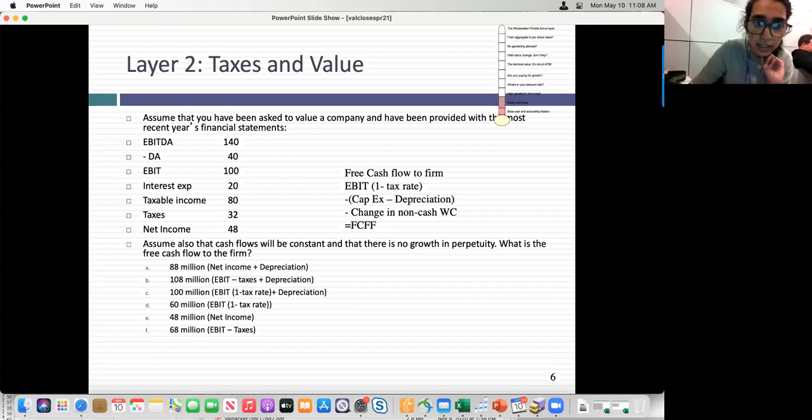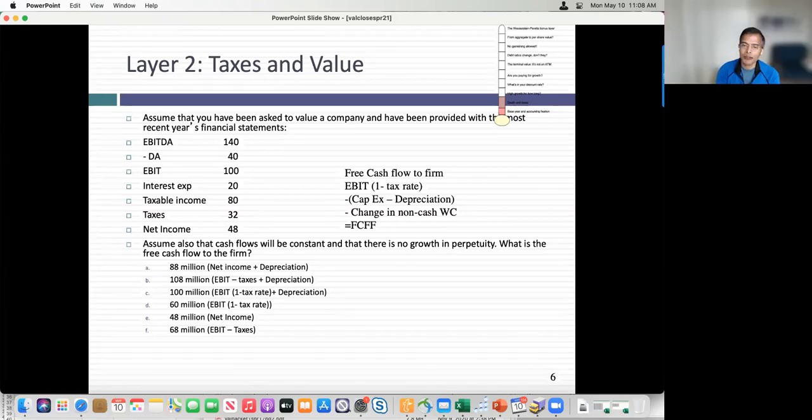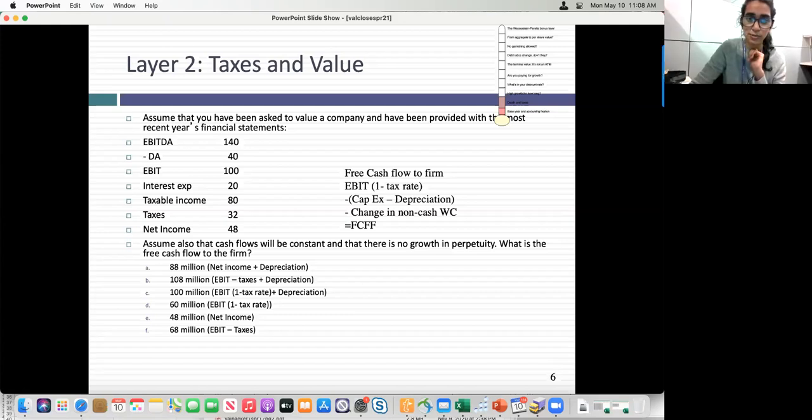EBIT (1 minus tax rate), adding back depreciation. Wait, would you add back depreciation though? Because if you have zero growth, what kind of reinvestment do you need to sustain that growth rate? You just need to maintain it. You just need to keep capital constant, right?